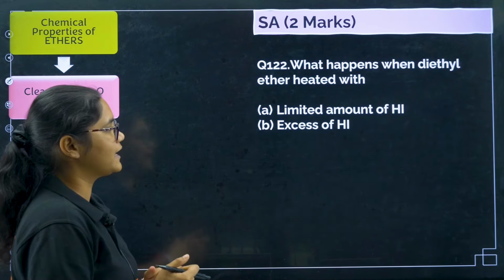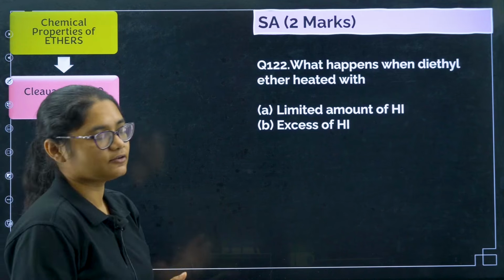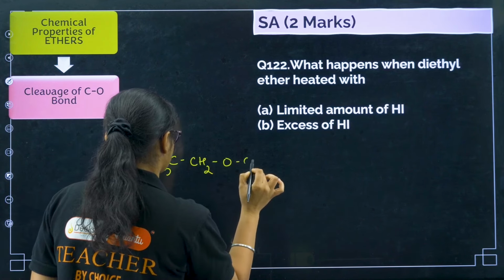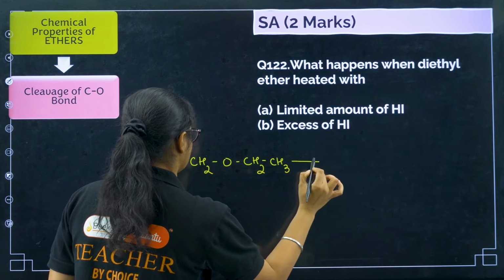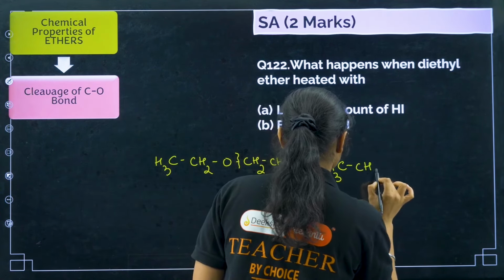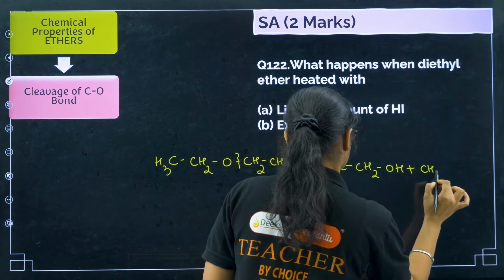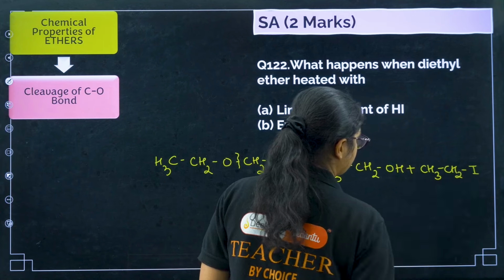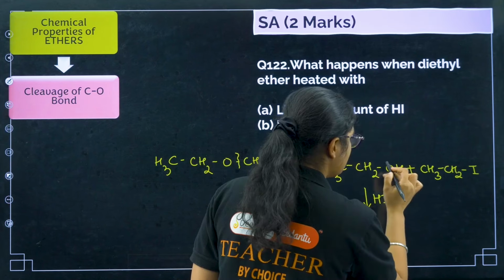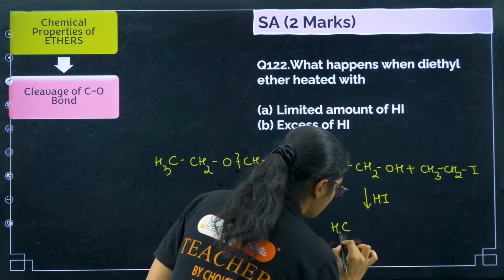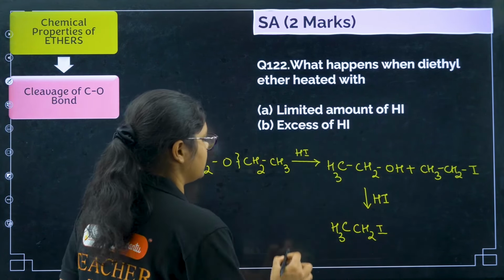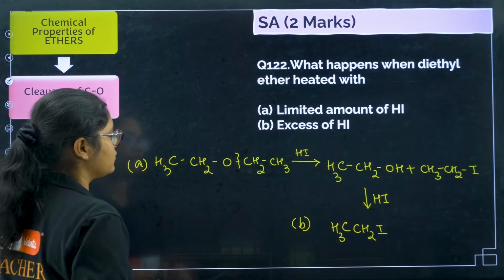Next, what happens when diethyl ether is heated with limited HI and excess of HI? You have diethyl ether. When you treat it with HI, the bond will break somewhere and I will get CH3CH2OH plus CH3CH2I. Now if you treat it with excess of HI, this one will get protonated and then I will replace it and you will get CH3CH2I. So 2 CH3CH2I will be formed in the case of excess HI, and with limited HI, first you will get alcohol and iodoalkane.